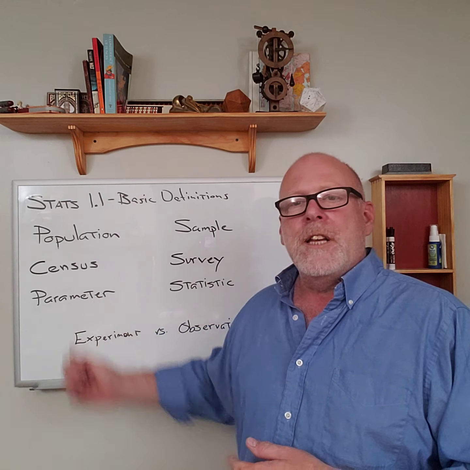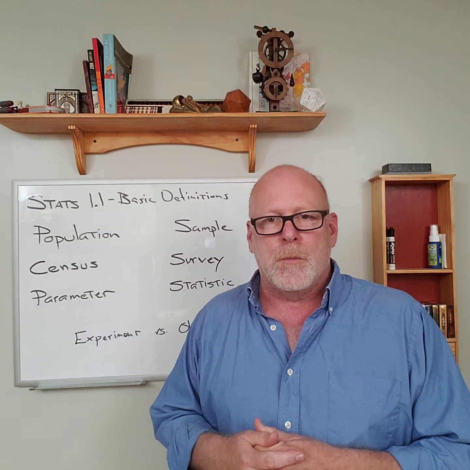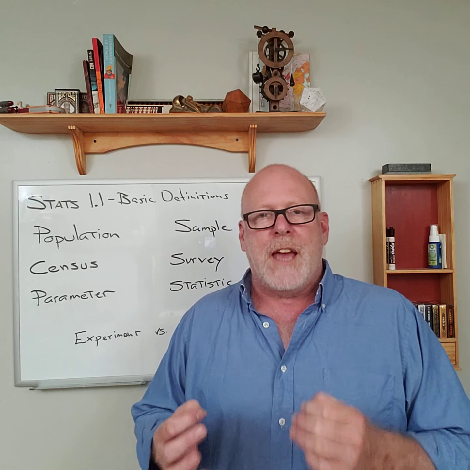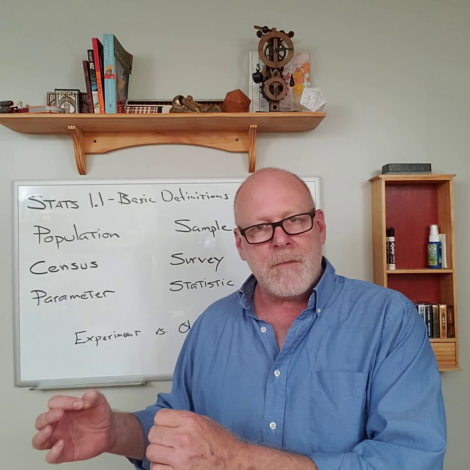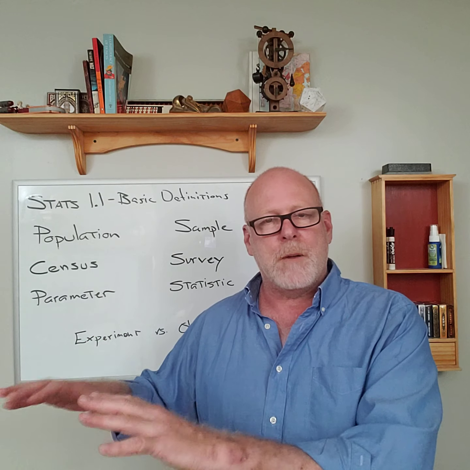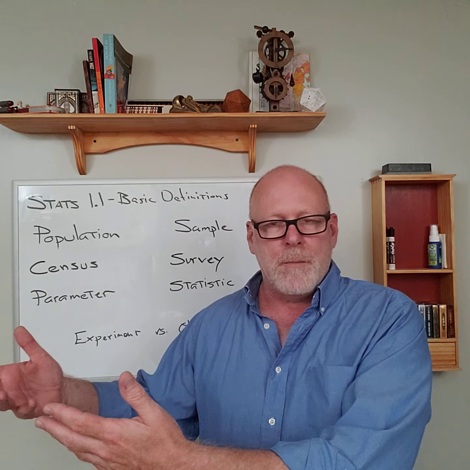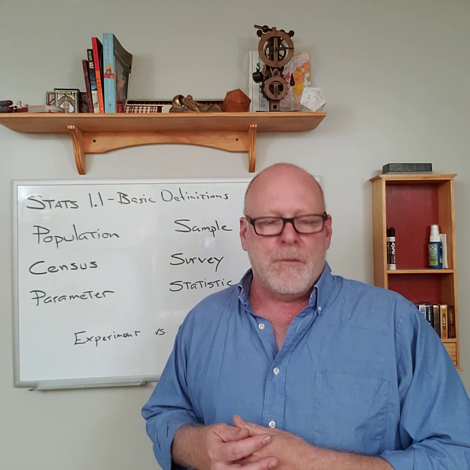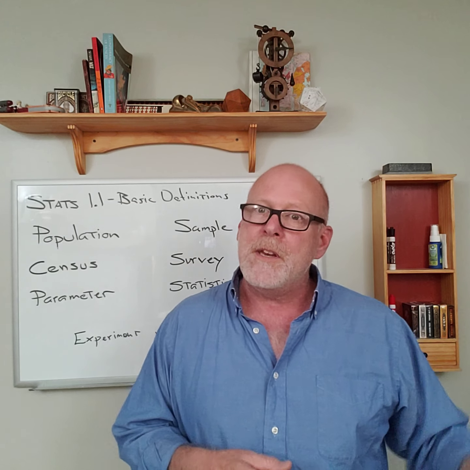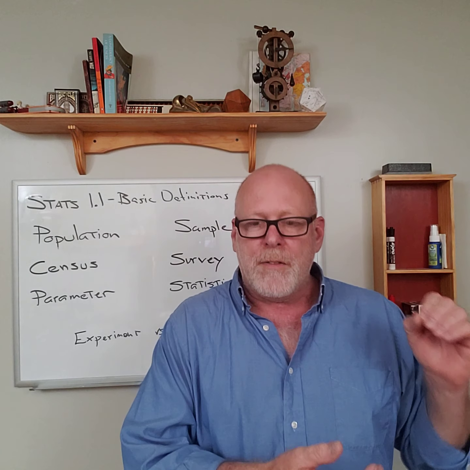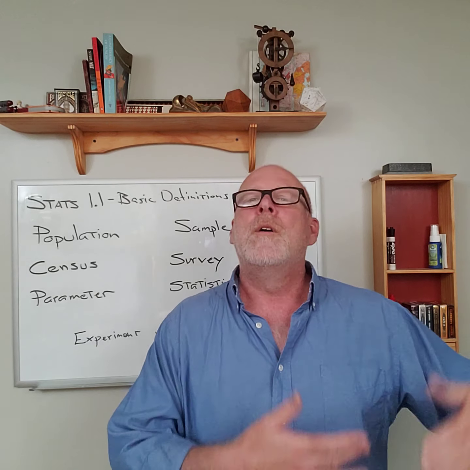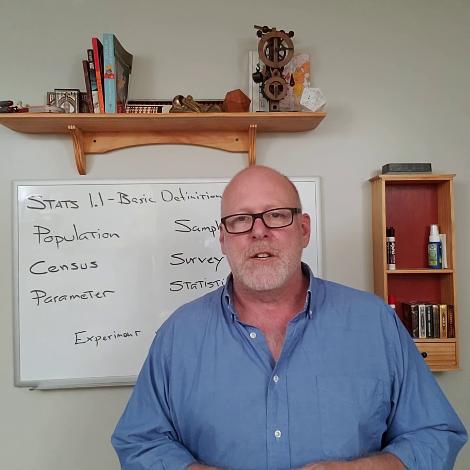The parameter is the characteristic of the group, the measurement of the group. So the average height of all American men is a parameter. All American men is our population. If we want to talk about the average income of women in Jefferson County, then that average income is the parameter. Women in Jefferson County is the population.